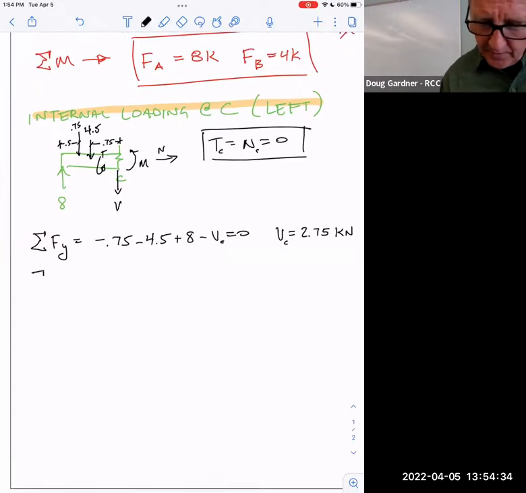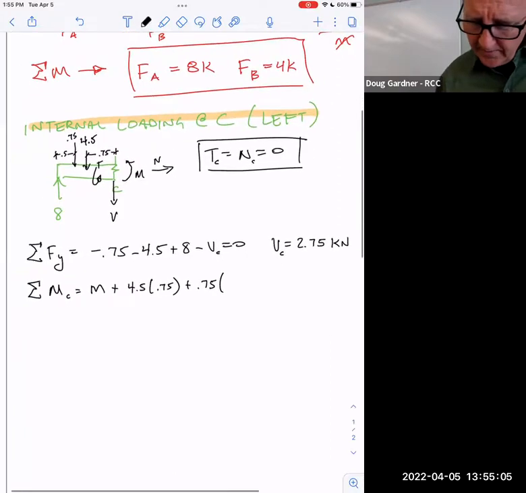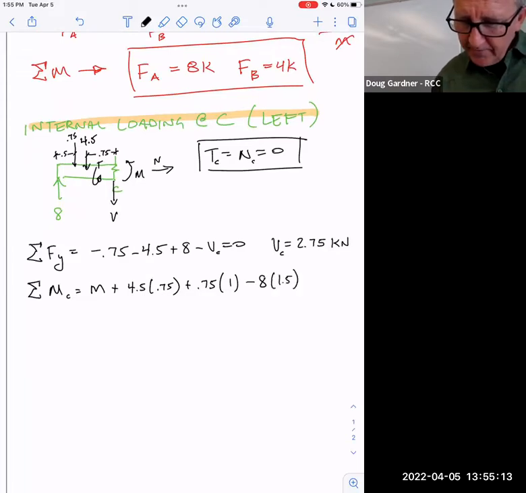And then what about this moment? Notice these calculations aren't hard. The hard part was getting that trapezoid sorted out, right? So what's the rotational tendency around C? Well, I've got M trying to go positive. I've also got 4.5 trying to go positive, and we said it was a distance of 0.75 away from C. I've got 0.75 as a force trying to go positive, and it's a distance of 1, I think. And then I've got 8, which is the only thing negative. 8's trying to get it to go the other way, -8, and it's the furthest distance, 1.5.